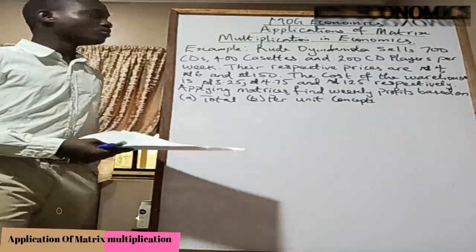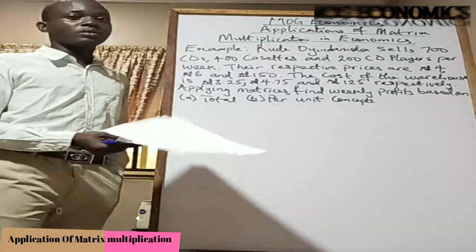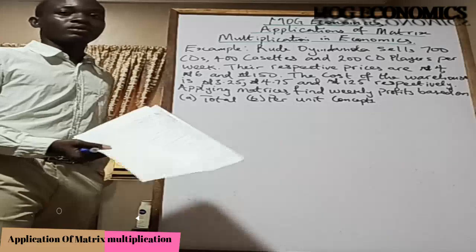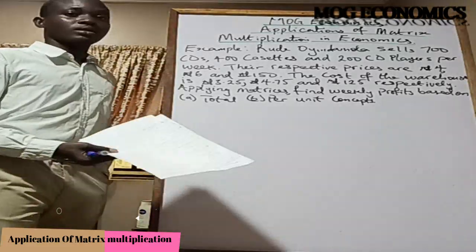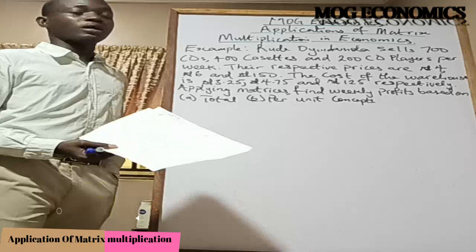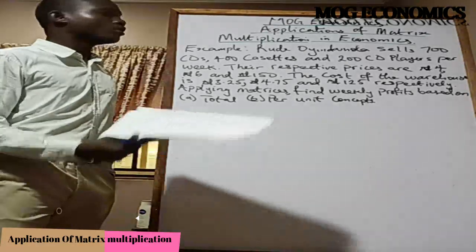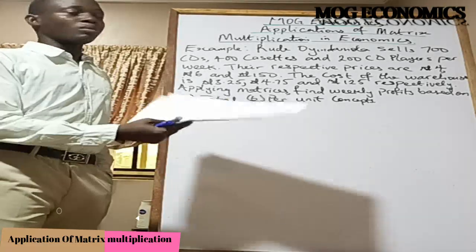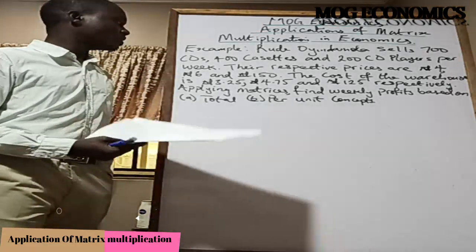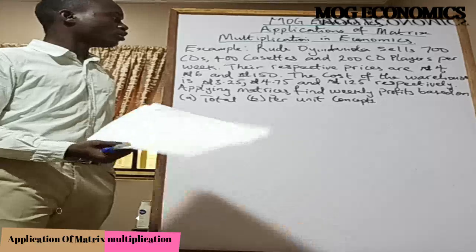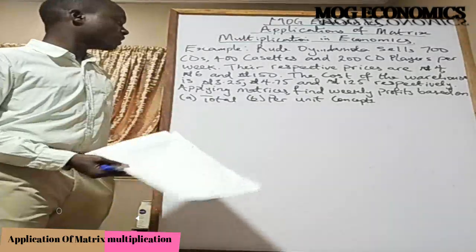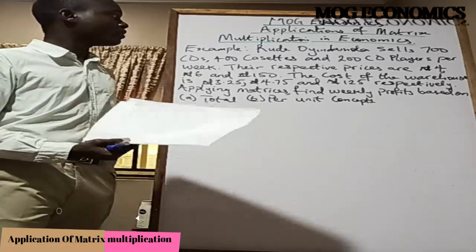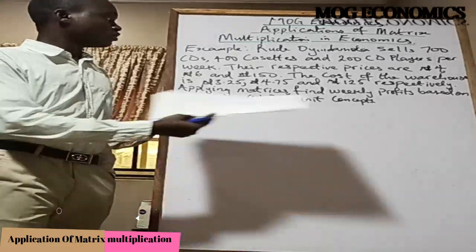So the name of the company is Root Oyindamola. Root Oyindamola sells 700 CDs, 400 cassettes, and 200 CD players per week. Now the respective prices of the three commodities I mentioned are 4 naira, 6 naira, and 150 naira. The cost of the warehouse where the products are kept is 3.25, 4.75, and 125 naira respectively for the three of them.